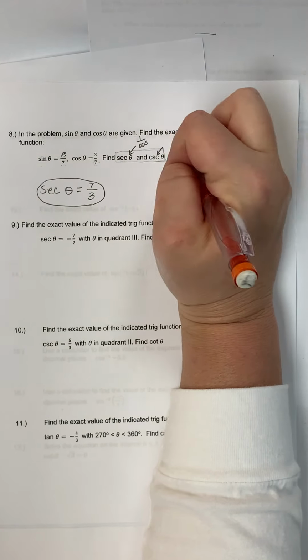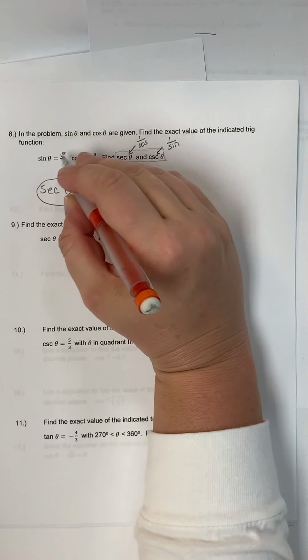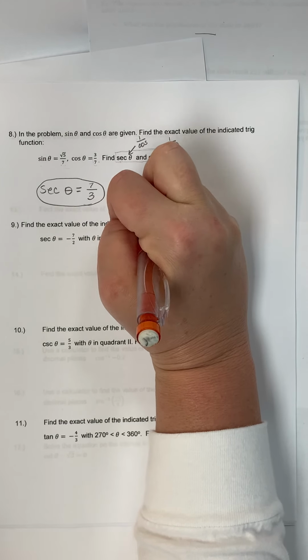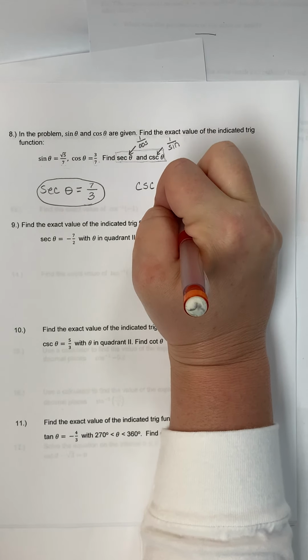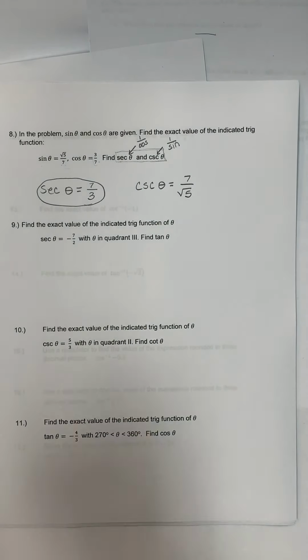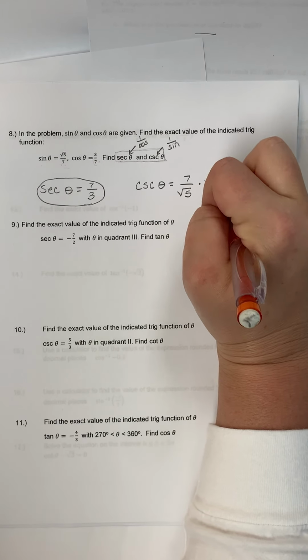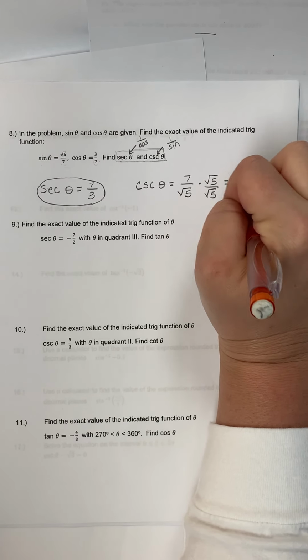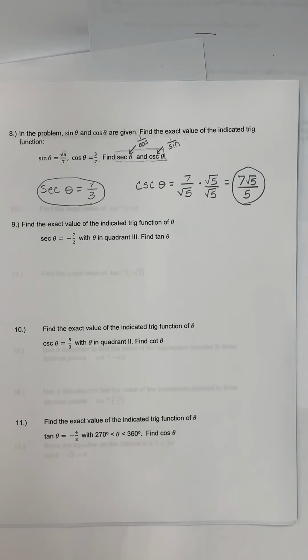The cosecant of theta is the reciprocal of sine. So I'm going to take the sine and I'm going to flip it. Now he has a radical that's going to be moved to the denominator, so I am going to have to work on him a little bit. I'm going to get 7√5/5. And there we go. Easy enough.